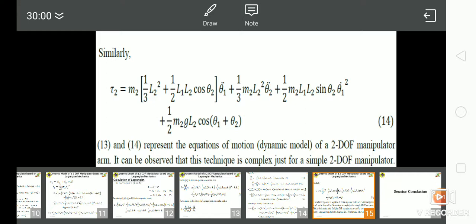For step 4, determine the inertia tensor Ii. Step 5, compute Dij. Step 6, compute the inertia coefficients. Step 7, compute velocity coupling coefficients. Step 8, compute gravity loading terms Gi. And finally, substitute all the coefficients. We can get the dynamic model of the manipulator. It is called tau i.